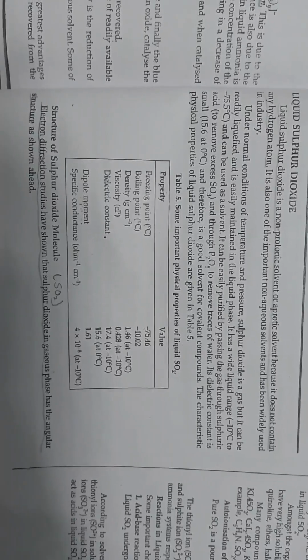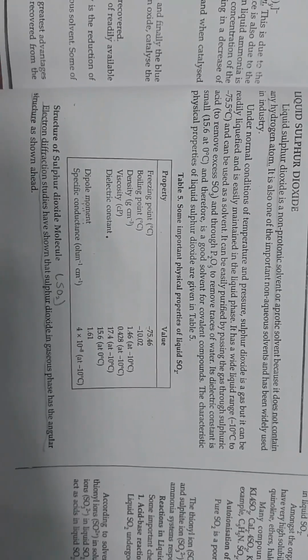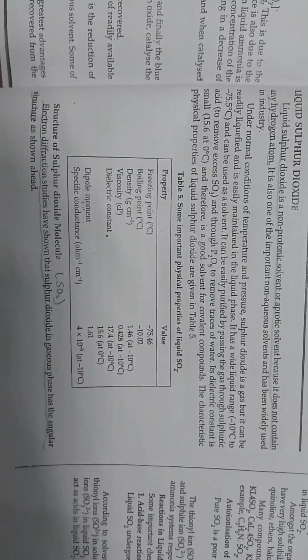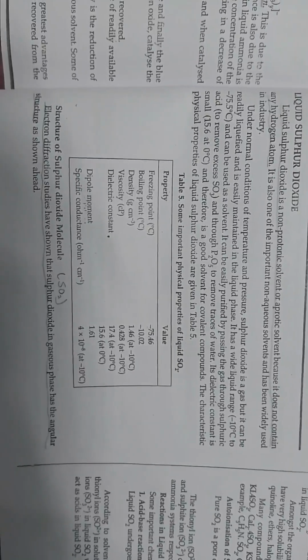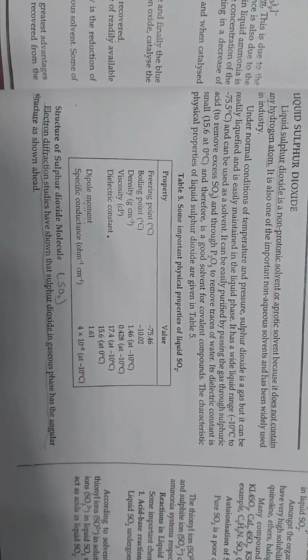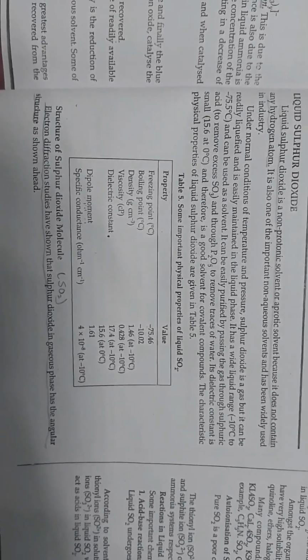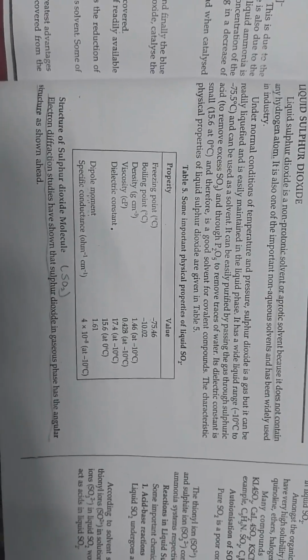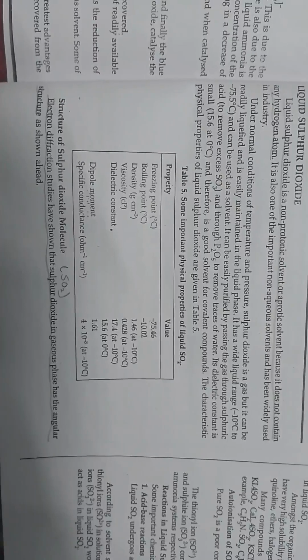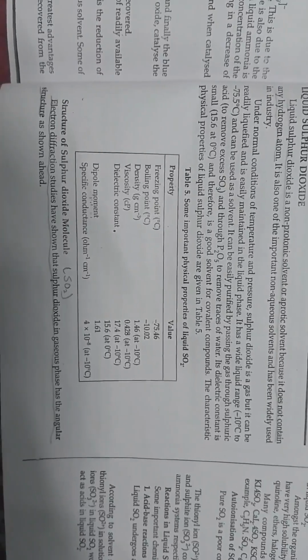It has a wide liquid range, minus 10 degrees Celsius to minus 75 degrees Celsius, and it can be used as a solvent. It can be easily purified by passing the gas through sulfuric acid and through P4O10 to remove traces of water. Its dielectric constant is small and therefore it is a good solvent for covalent compounds. The characteristic physical properties of liquid sulfur dioxide are given in Table 5.